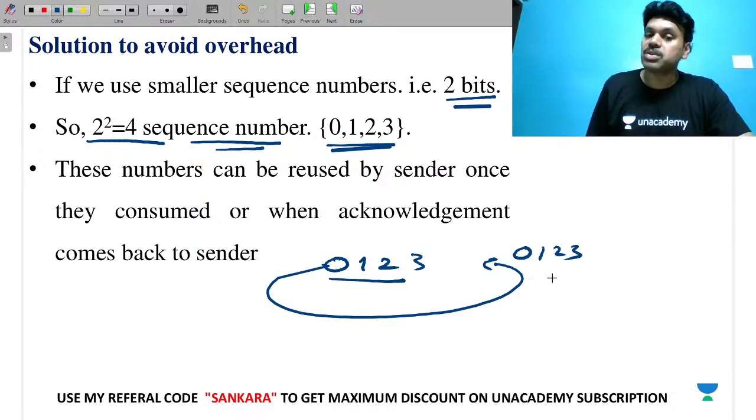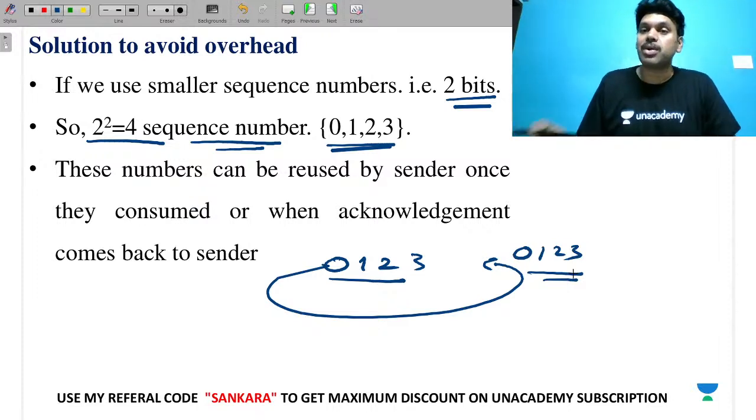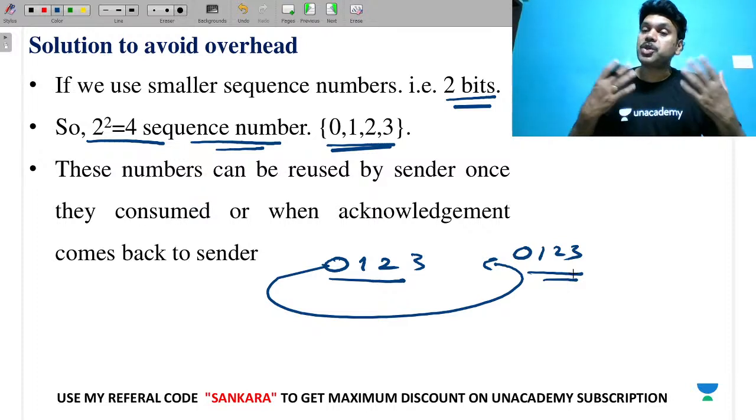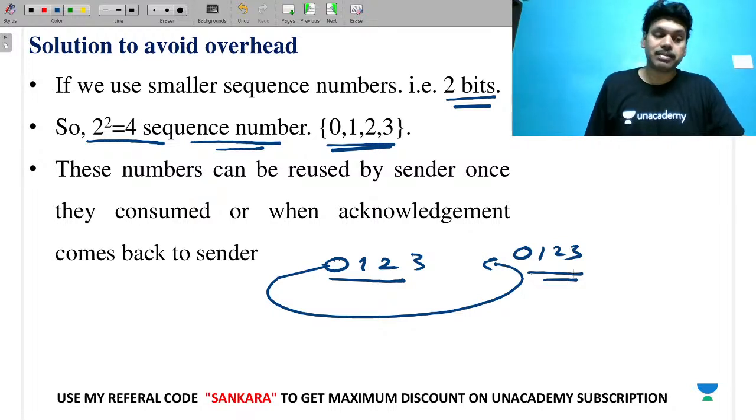I may reuse the sequence number. So instead of taking such a long big sequence number, you can take the shorter sequence number. Therefore, you are able to reduce your overhead. What is the meaning of overhead? If I am maintaining a 256-bit sequence number, that much you have to maintain what? Buffer capacity.